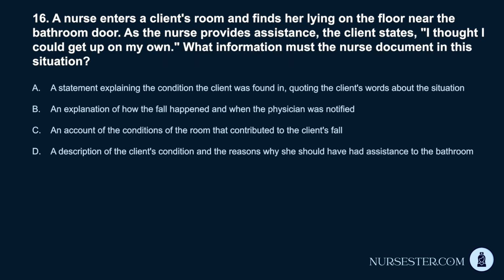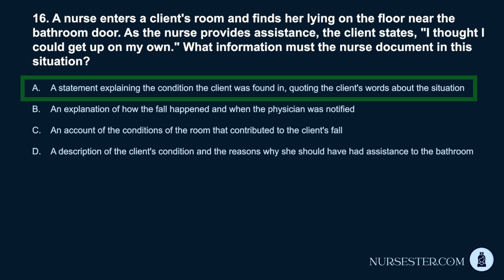16. A nurse enters a client's room and finds her lying on the floor near the bathroom door. As the nurse provides assistance, the client states, "I thought I could get up on my own." What information must the nurse document in this situation? A. A statement explaining the condition the client was found in, quoting the client's words about the situation. B. An explanation of how the fall happened and when the physician was notified. C. An account of the conditions of the room that contributed to the client's fall. D. A description of the client's condition and the reasons why she should have had assistance to the bathroom.